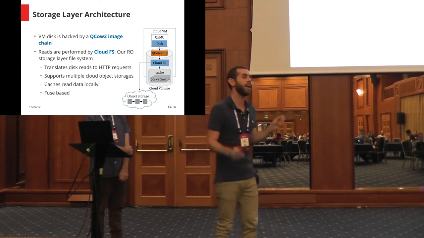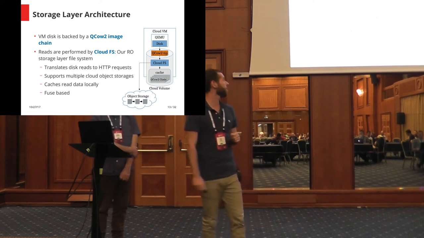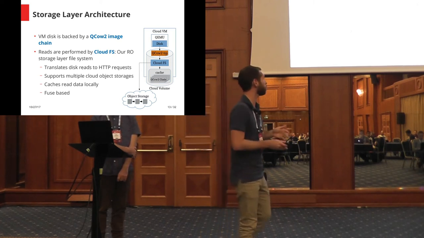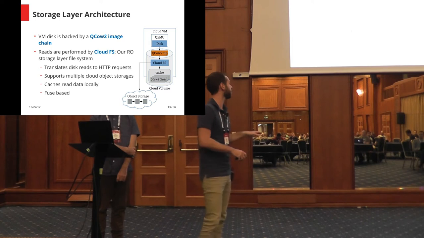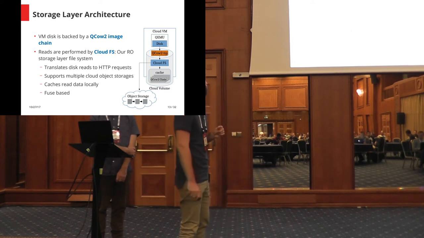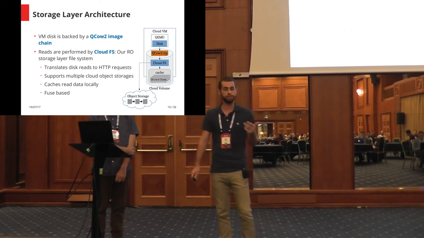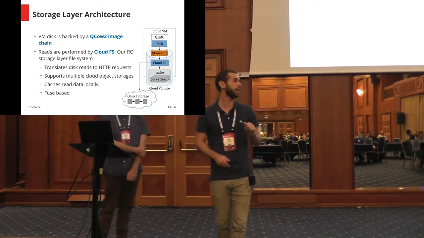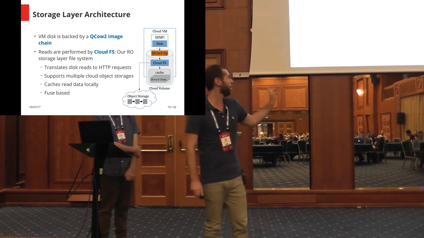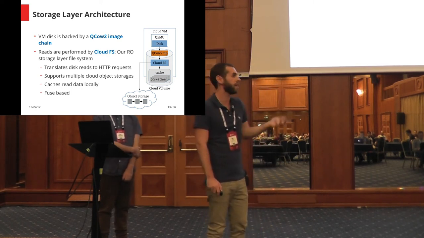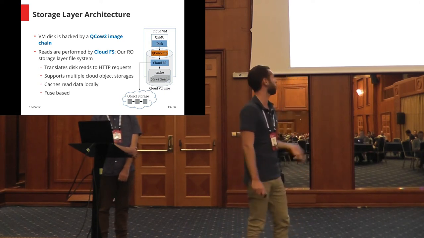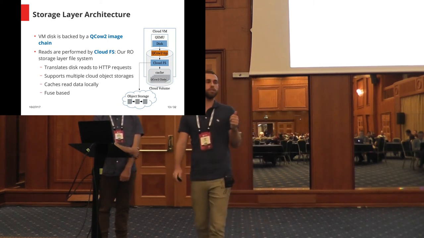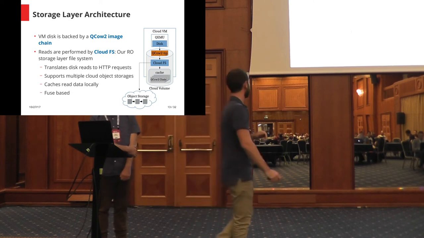So this is done using our cloud file system. We call it CloudFS. It's a read-only storage layer file system. What it basically does is it just translates disk reads. When QEMU reads part of the chain, it just translates it to an HTTP request from the object storage. Also, it supports multiple clouds and multiple regions, all the clouds I mentioned before and all of their regions. And what it also does is cache read data locally. As you can see in the drawing, on the local volume, we keep a cache of all the read data. This is in order to ease later reads, of course, so we don't have to go to the object storage every time we read the same sector over and over again. And we implemented it using FUSE, so it is implemented in user space currently.